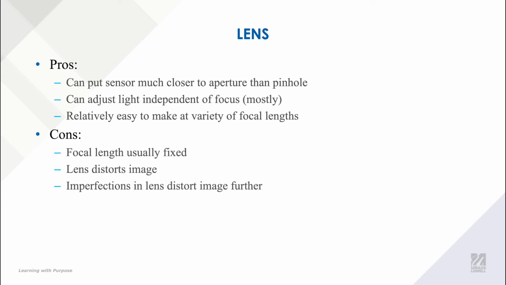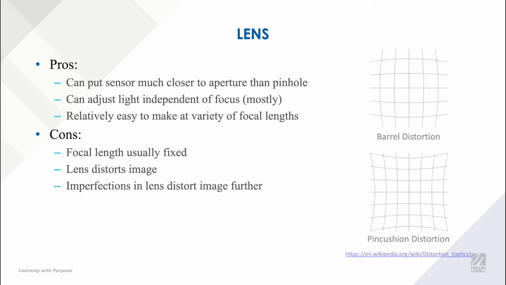The focal length is usually fixed for a given lens. You can get around that by using multiple lenses, but for the most part, we keep them fixed. The lens also unfortunately distorts the image, and any imperfections of the lens, because of course it's a process where you make glass, so imperfections will get into the piece of hardware, it'll distort the image even further. We can account for that, and we'll talk about that a little bit later.